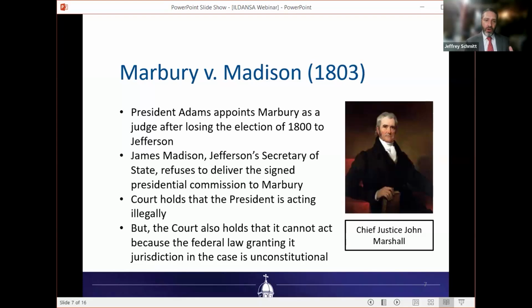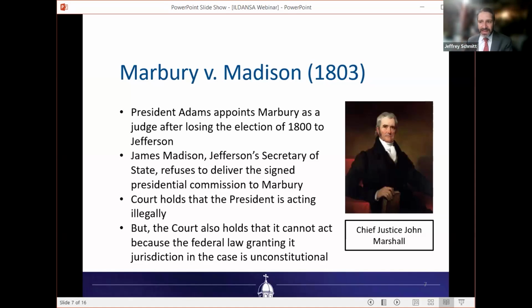The key holding, though, is that the court can't do anything about it. Now, that might sound weird because this is a case about judicial power, and the Supreme Court is saying it doesn't have the power to do anything. But it's actually very significant because in doing that, the court says that a federal law is unenforceable and unconstitutional. And that is the federal law that really grants the court jurisdiction in this case.